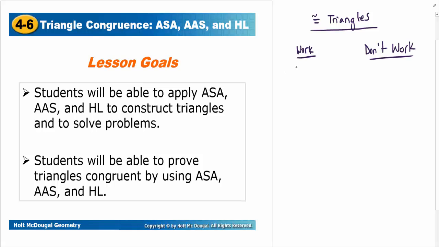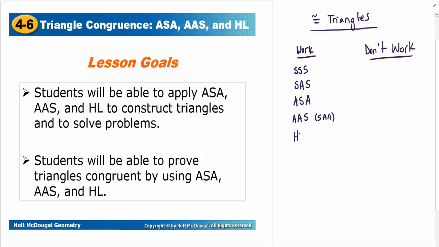So the ones that work, we did side, side, side, and side, angle, side. We also have angle, side, angle, and angle, angle, side. Now, just so you know, when we list these, side, side, side is the only way you can say it. Side, angle, side has to be written in that order. Angle, side, angle has to be written in that order. Angle, angle, side, you could write as side, angle, angle, which is fine. It's the same thing.